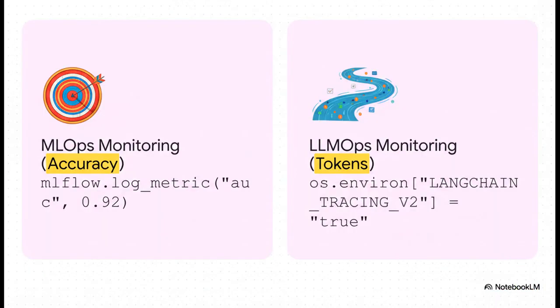Let's actually look at the code. With MLOps, you'd log a static number, like your model's accuracy. Done. But with LLMOps, you need to be constantly tracing dynamic things like token usage and latency for every single call. And that's exactly what this little LangSmith environment variable turns on.